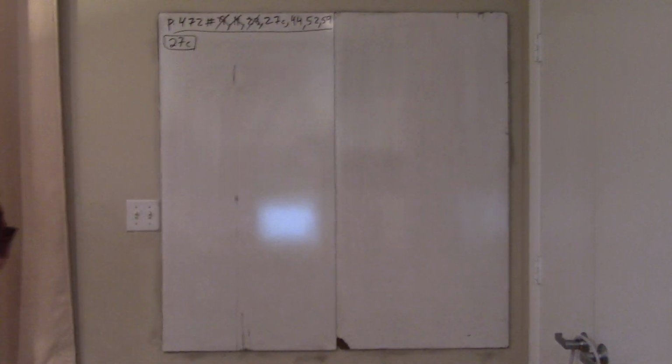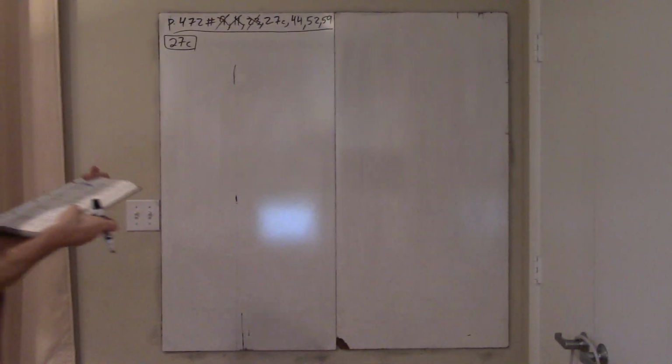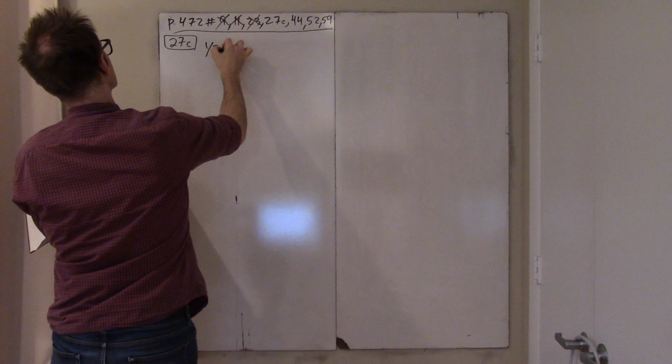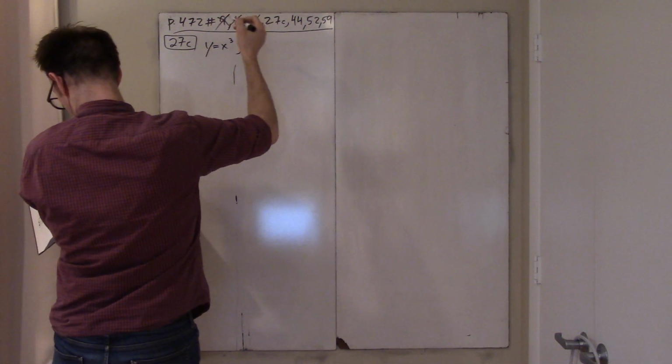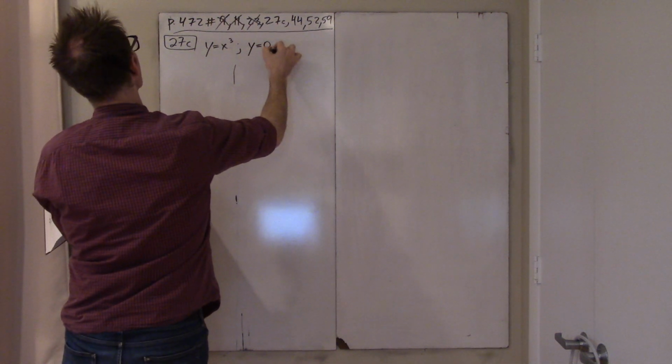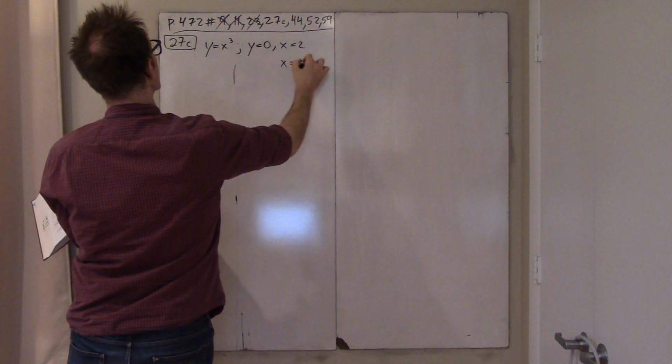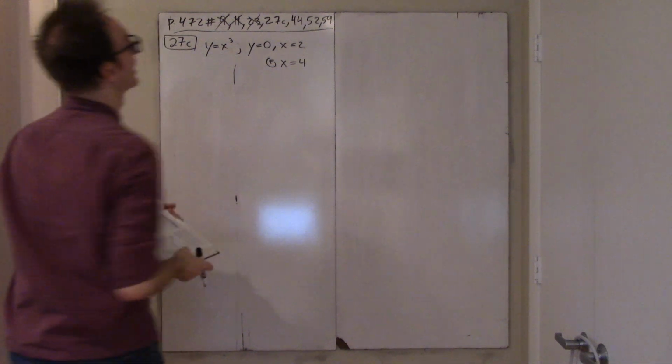27C. Okay, 27C. Man, I think this is just kind of more of the same. Use the disk or the shell method to find the volume of the solid generated by rotating the region. Okay, so what did I say? 27C, huh? So I give you guys the hard one. So we have y equals x cubed, y equals 0, x equals 2, and the line that we're rotating about is x equals 4.